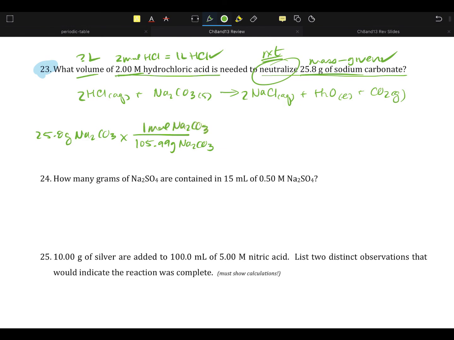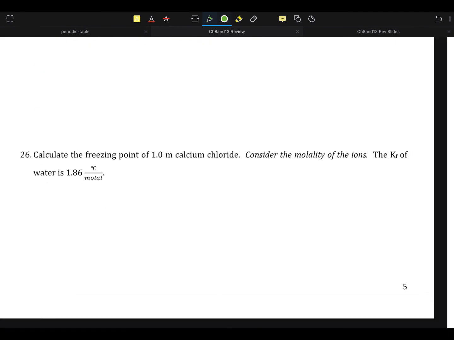And then we're going to go from moles of sodium carbonate. So for every 1 mole of sodium carbonate, I require 2 moles of HCl. And then I know there's my molarity. For every 2 moles of HCl, that is equal to 1 liter of my actual solution. And that's my answer. Those all cancel. I have solved for what volume of hydrochloric acid is needed to neutralize that mass of sodium carbonate. Yes?